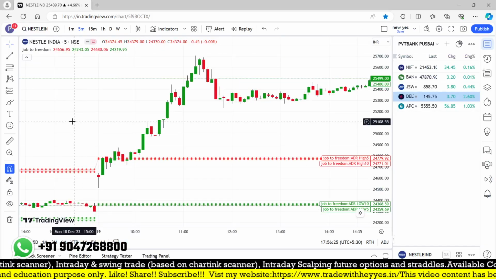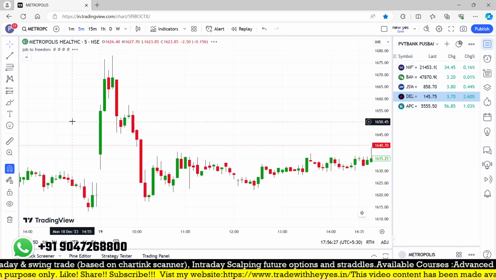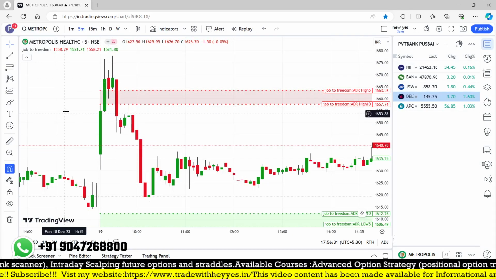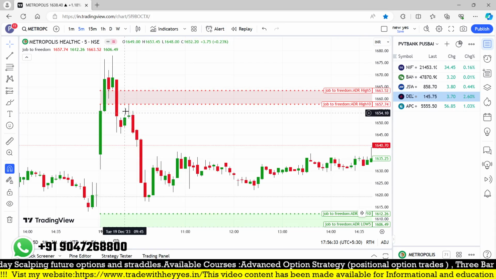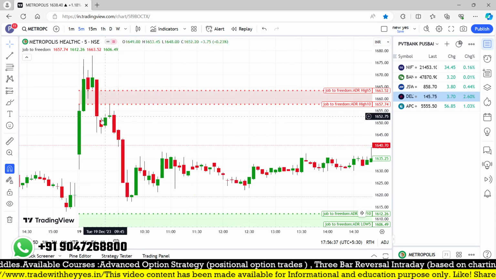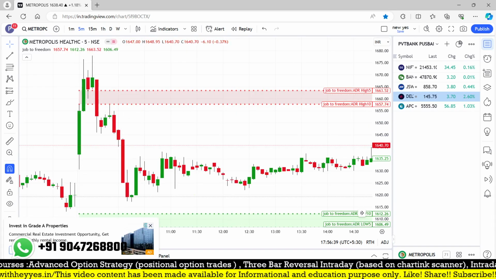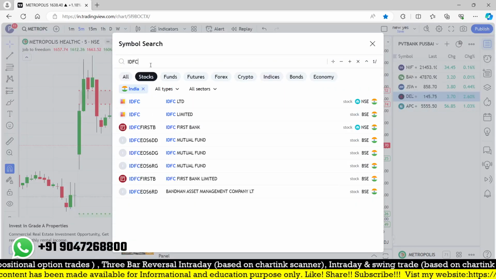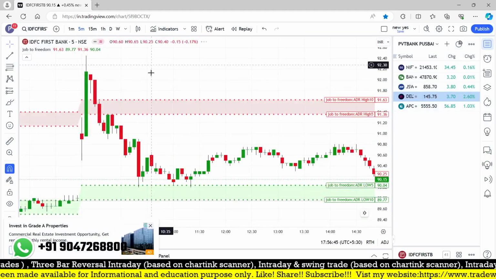And Metropolis, the second 5 minutes candle, this is the one which is broken, and your stop loss may have been triggered on the 5 minutes candle. Then the reversal may have given you some profit, but we are not going to focus on this because it is a stop loss trade. And the third one is IDFC First Bank, but it doesn't break, so it doesn't give you the opportunity, I think.